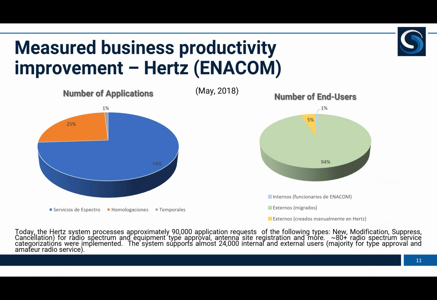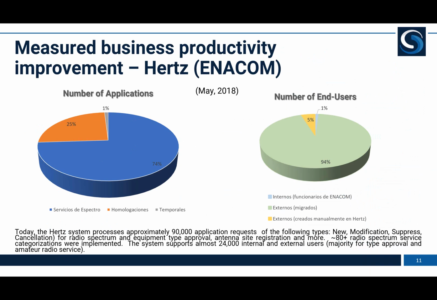So it's been in production ever since, and ever since they got the system into production, the amount of applications that they've been able to handle has increased dramatically. I believe today the system processes roughly 90,000 application requests for new spectrum or modification of existing requests or suppressions or cancellations.